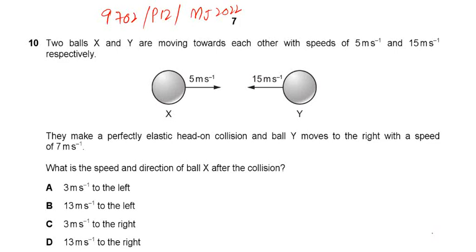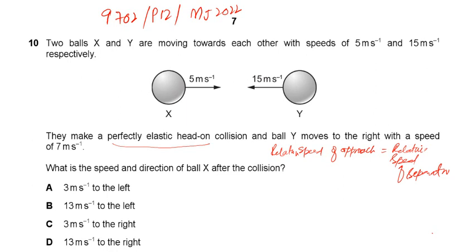So here it says it is a perfectly elastic collision. Whenever there is a perfectly elastic collision, the relative speed of approach is equal to the relative speed of separation. The relative speed of approach means both are going ahead, so both should be positive, right?